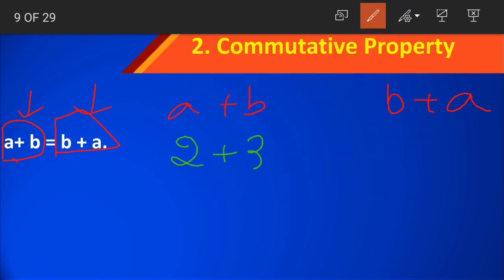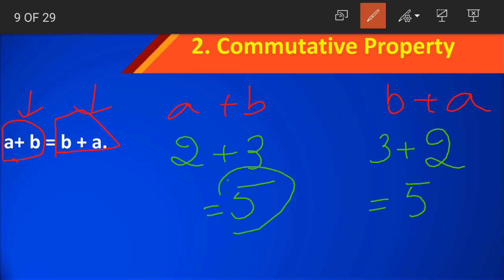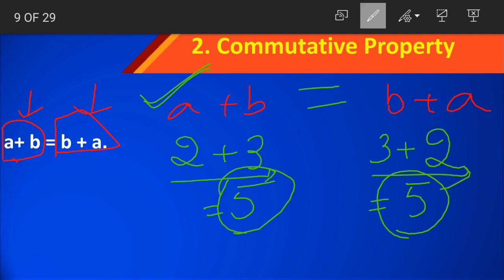Let us take two integers, 2 and 3. What is the answer of 2 plus 3? 2 plus 3 is equal to 5. Now I will change the order of the integers: 3 plus 2. What is the answer of 3 plus 2? 3 plus 2 is equal to 5. Right? LHS is equal to RHS. So addition of integers satisfies the commutative property. Even though we changed the order of integers, the result is the same.